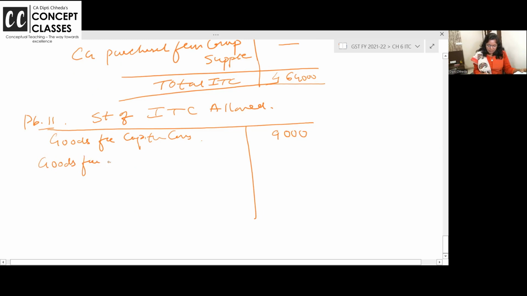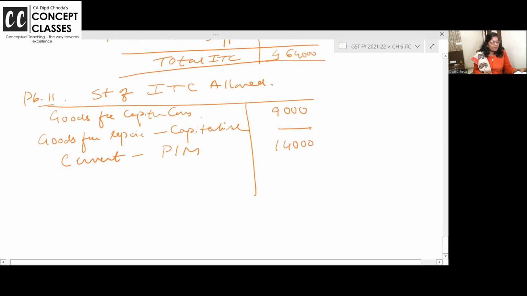Goods purchased for repairing, khaas likho, capitalized. If they would have charged it in the P&L account, allowed rahega ya nahi allowed rahega? Cement purchased with GST paid for plant and machinery. Yes, allowed. Inputs which are used in the trial runs.